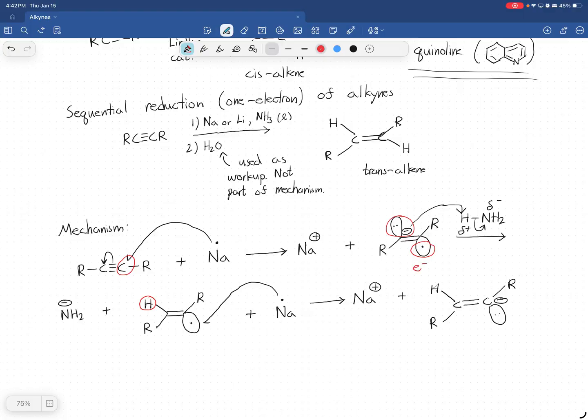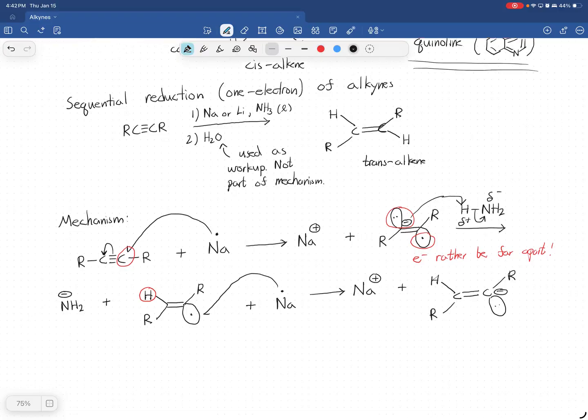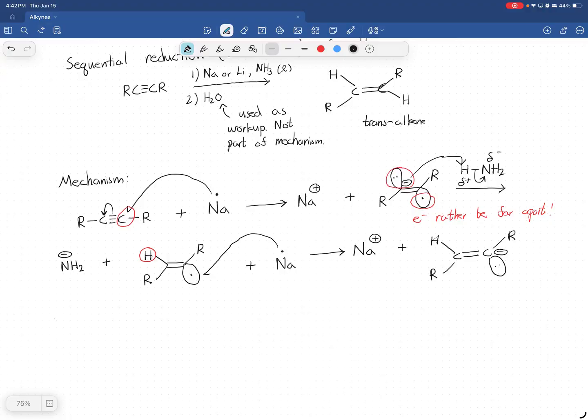The electrons would rather be far apart, right? So that's why the trans arrangement is the best, and that's why that's the one that forms. Okay. All right. So now we have the last step.